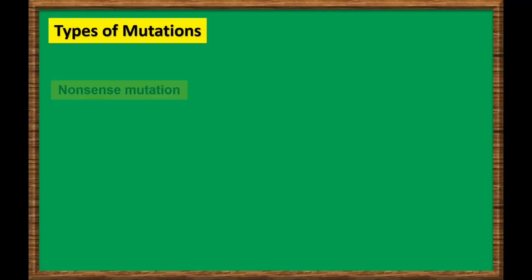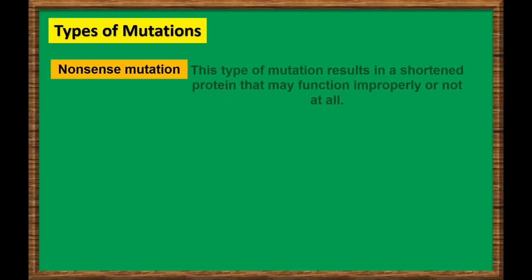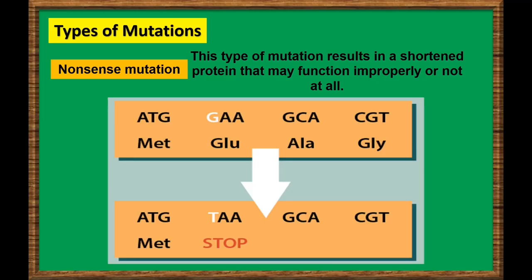The next type is nonsense mutation. A nonsense mutation is also a change in one DNA base pair. Instead of substituting one amino acid for another, the altered DNA sequence prematurely signals the cell to stop building a protein. This type of mutation results in a shortened protein that may function improperly or not at all. For example, the nucleotide guanine was replaced by thymine, thus giving instruction to the cell to stop building a protein.